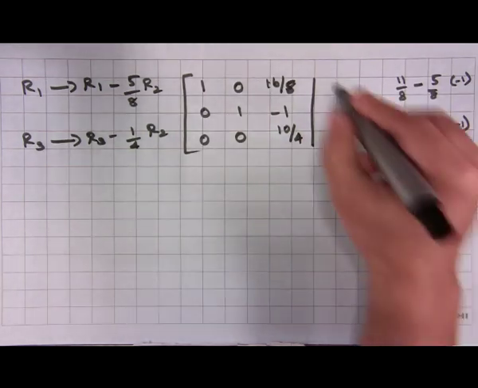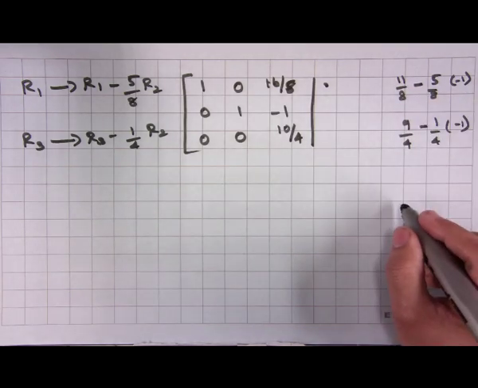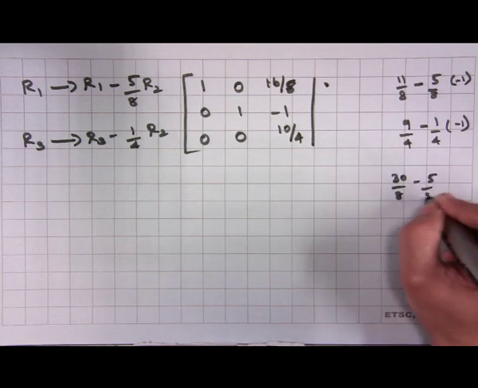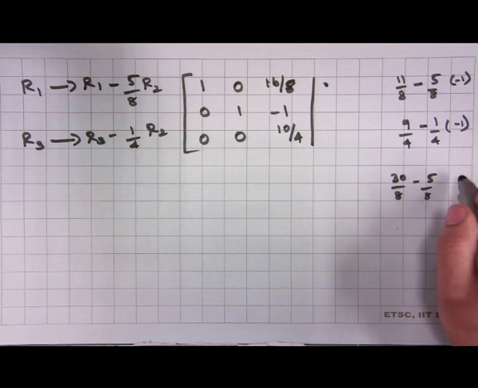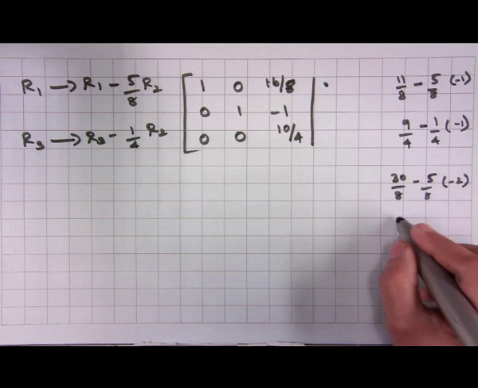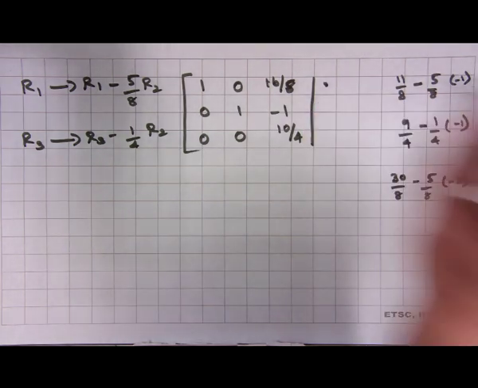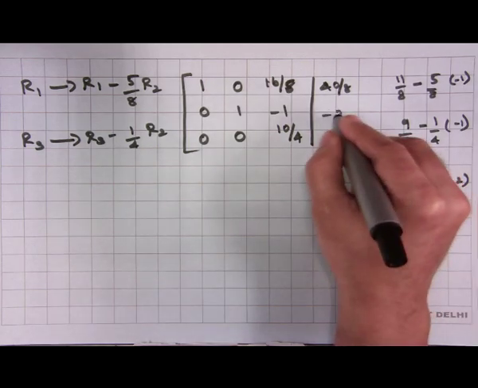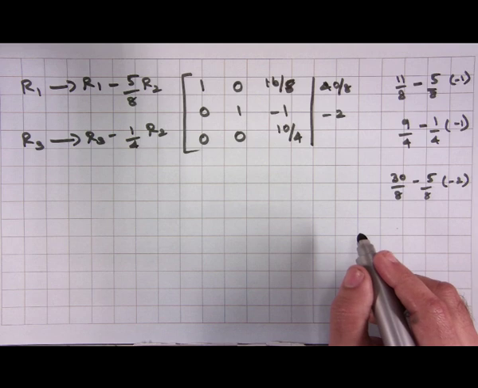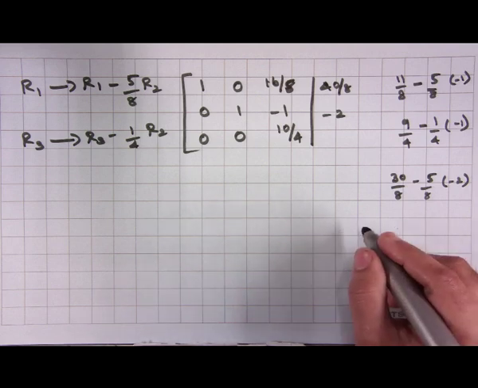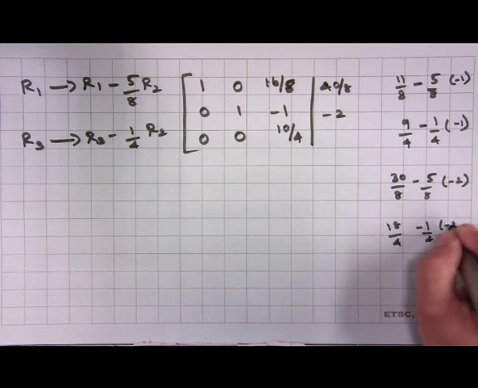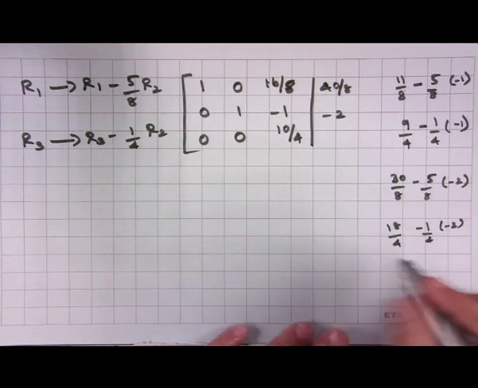augmented with R1. So, 30 by 8 minus 5 by 8 into minus 2. So, I will have 40 by 8 and then the second one remains as it is, minus 2. The last one, it is going to be 18 by 4 minus 1 by 4 into minus 2. So, which is going to be 20 by 4.